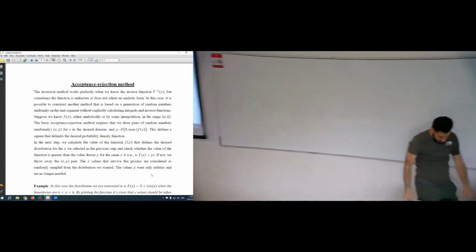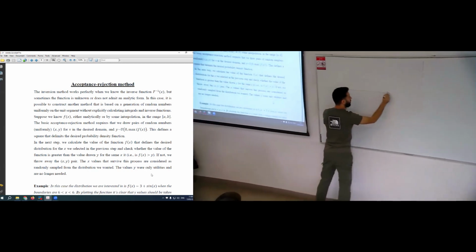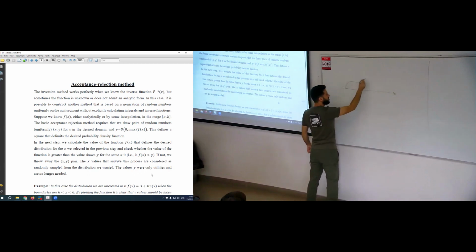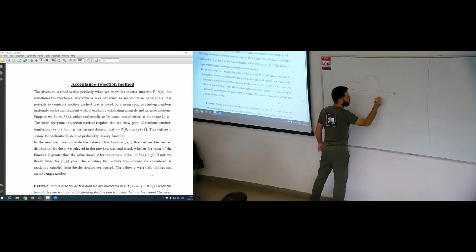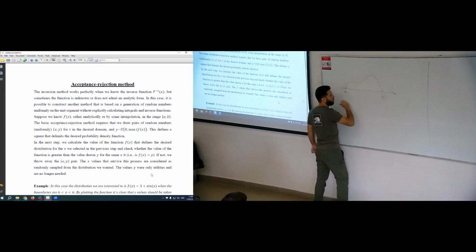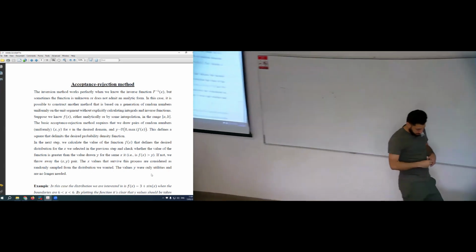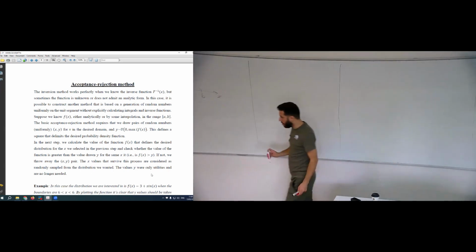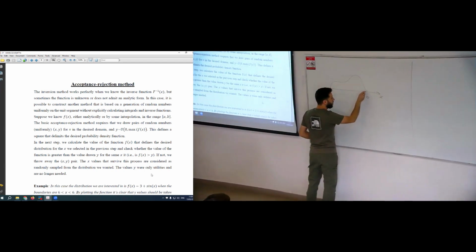It says like this: you have a distribution function, for example, between A and B. That's your distribution function, P of X. You can bound it by a box or by a rectangle.